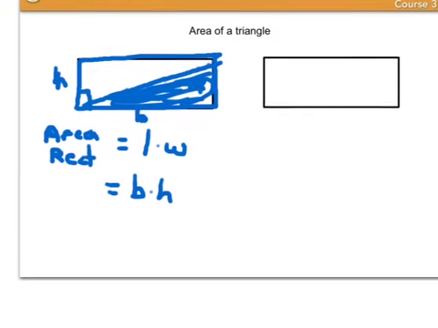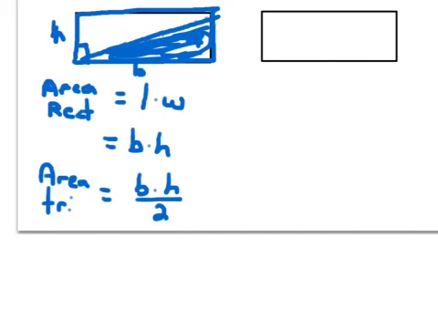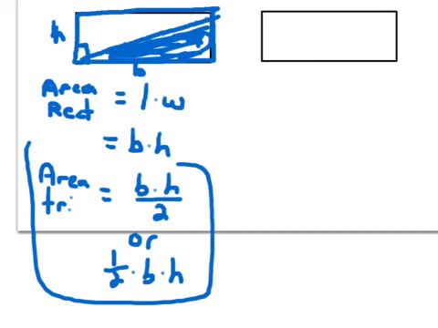So we can say that the area of a triangle is base times height divided by 2. Okay, so it's base times height cut in half. It's the formula for the area of a rectangle cut into 2. Or another way to write that is 1/2 times base times height. Okay, it's half of the base times height. So the area formula for a triangle is one of these two things.